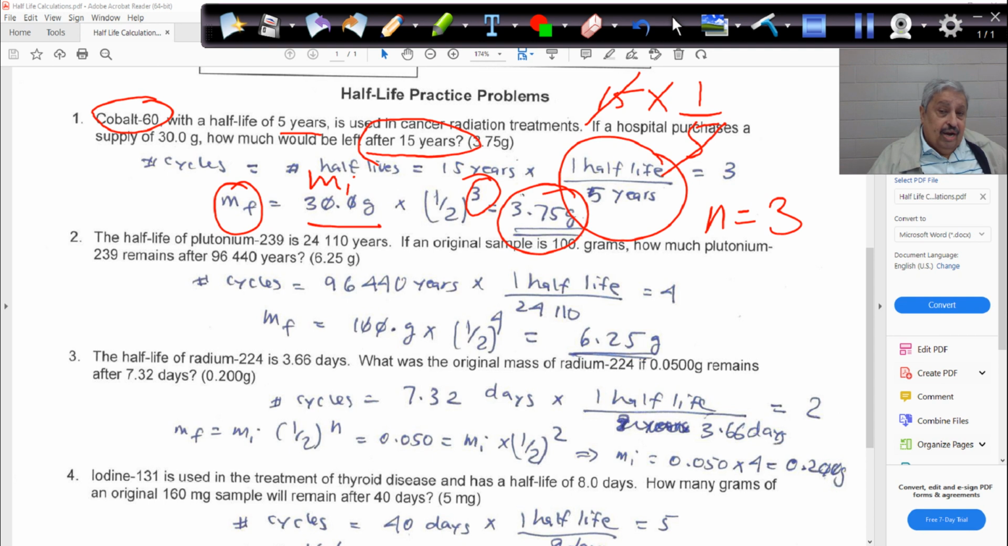So how do we get N? N is the total time divided by the half-life. One half-life is 5 years. So you get N. After you get the N, you just do the whole calculation together. Let's take number 2.